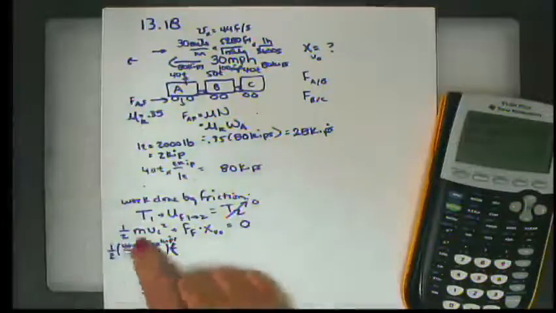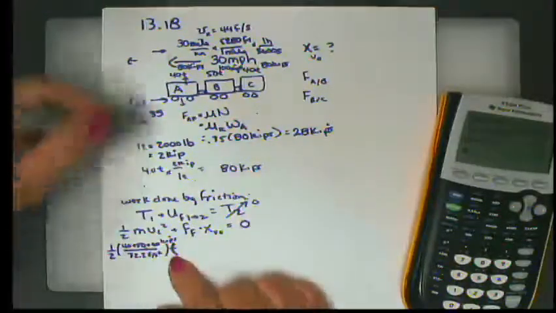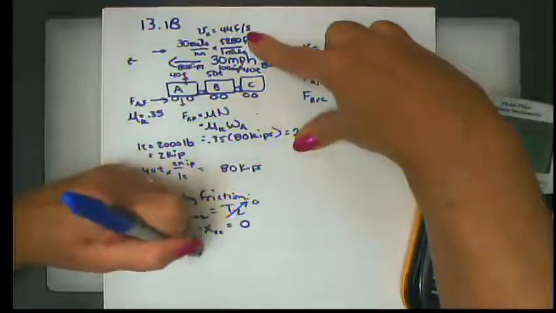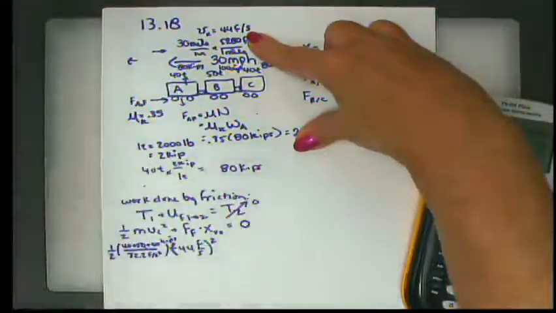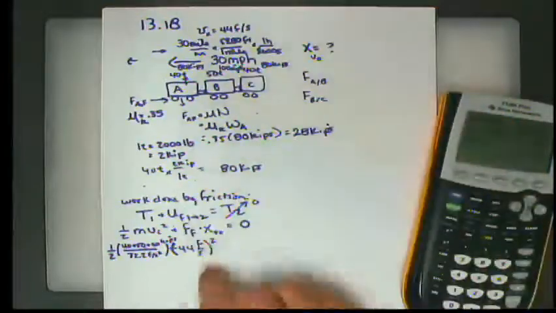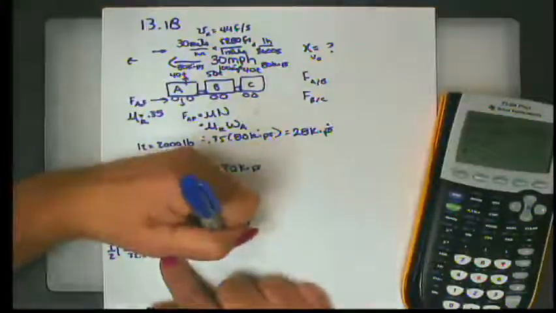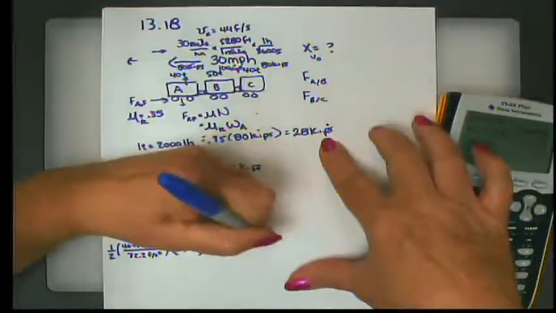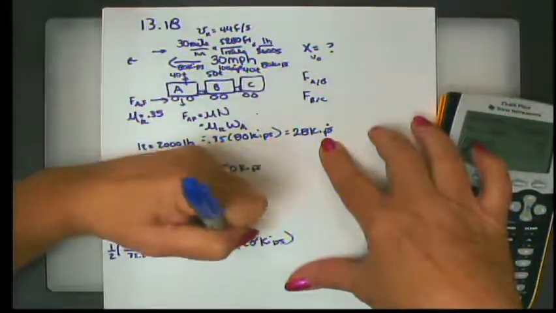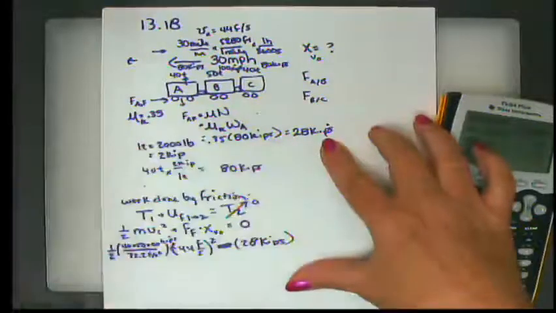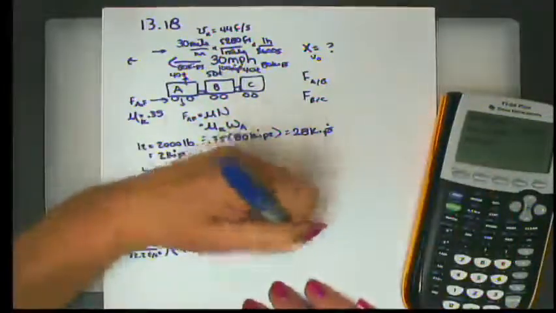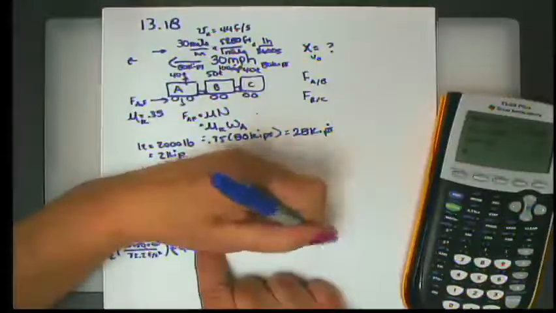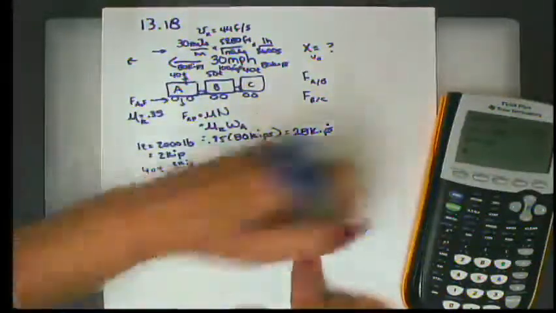So we have 1/2 mass times the velocity, 44 feet per second, quantity squared, plus the force of friction, 28 kips. Oh, I'm sorry. After my whole big diatribe I wrote down as positive. It's actually negative, isn't it? Times that distance, which is what I'm interested in finding. How far is it going to be before it stops?